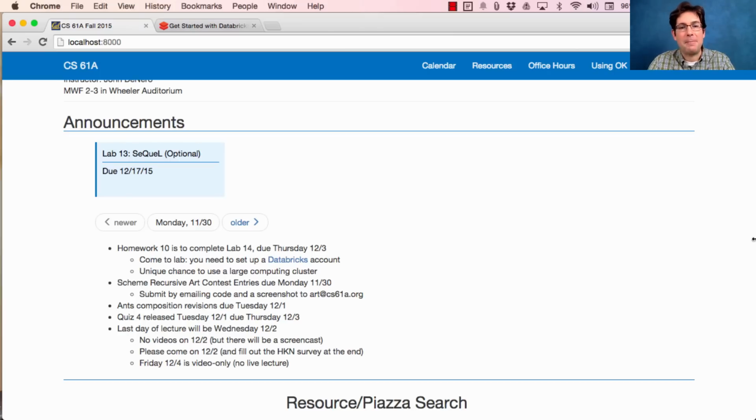So it's a company that came out of a research project at Berkeley, and they've decided to give back to Berkeley by giving you all trial accounts on their system and allowing you to run your lab on their cluster of machines. So you'll actually get a chance to run your programs across many machines instead of just one lab machine at a time. I think it's going to be quite cool. So today's lecture will tell you how to use Apache Spark, and then you come to lab and try it out. The Scheme Recursive Art contest entries are due today.